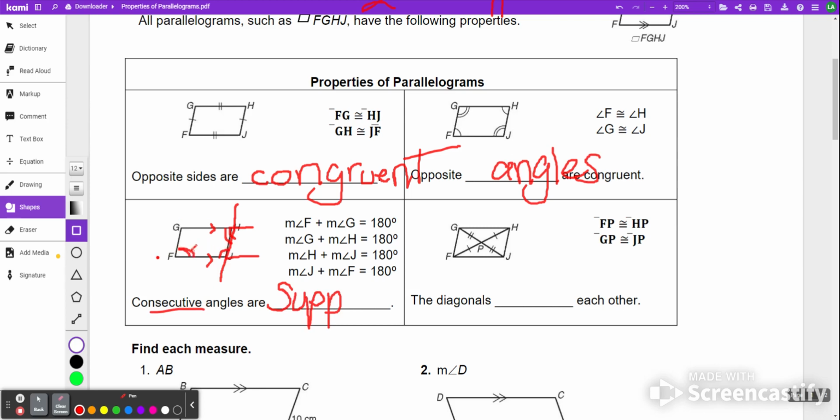Those. Oh, can you guys see my little pen? Hopefully you see something. I've never done this before. Anyway, any two corners that are next to each other along a side are supplementary. I'm not going to write it.